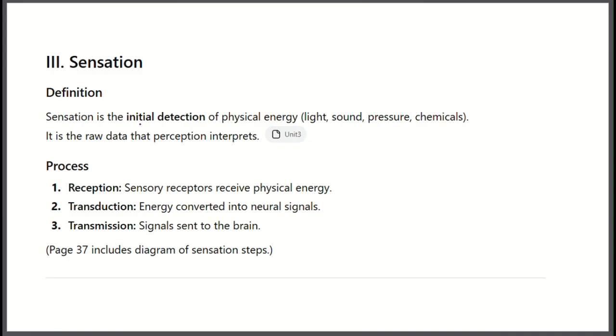Sensation definition. Sensation is the initial detection of physical energy: light, sound, pressure, chemicals. It is the raw data that perception interprets. The process: reception, where sensory receptors receive physical energy; transduction, where energy is converted into neural signals; transmission, where signals are sent to the brain. Page 37 includes a diagram of the sensation steps.